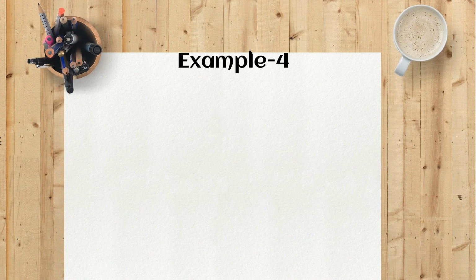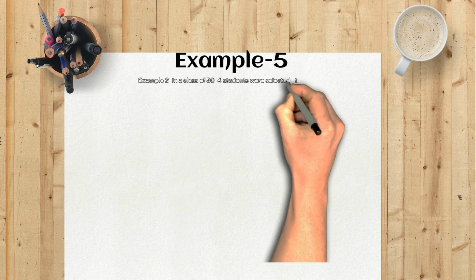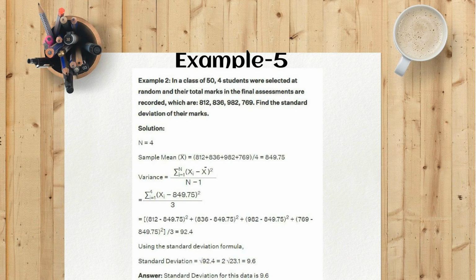Example 4. There are 39 plants in the garden. A few plants were selected randomly, and their heights in centimeters were recorded as follows: 51, 38, 79, 46, 57. Calculate the standard deviation of their heights. Example 5. In a class of 50 students, 4 students were selected at random, and their total marks in the final assessments are recorded, which are 812, 836, 982, 769. Find the standard deviation of their marks.